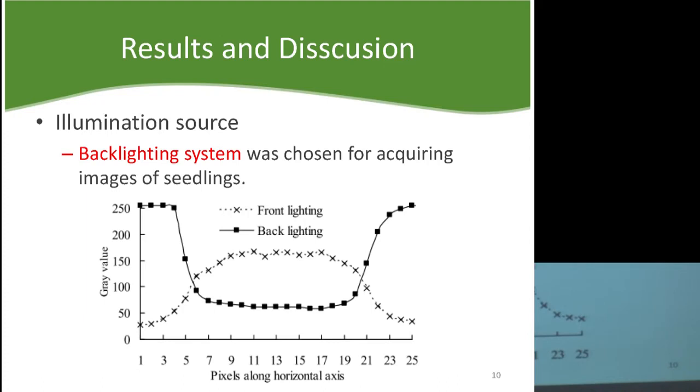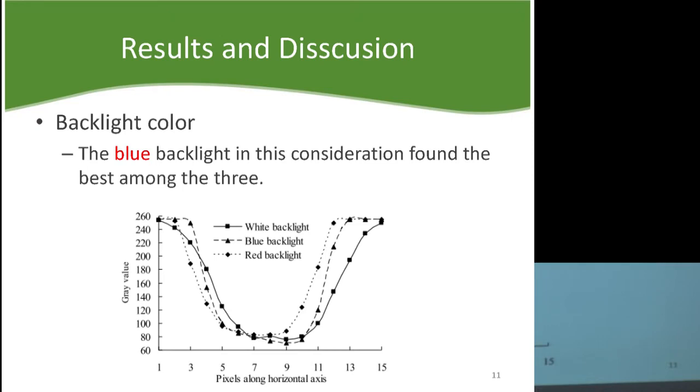So in this figure, in the backlighting system, we can distinguish the background and the diameter well. So the backlighting system was chosen for acquiring images of seedlings. And then about the backlight color.